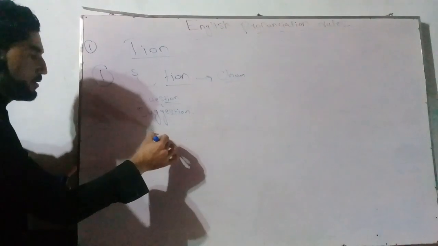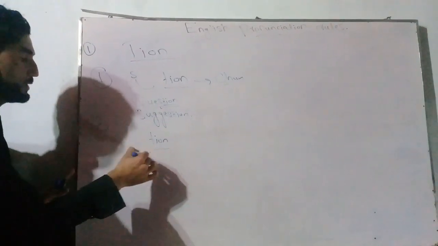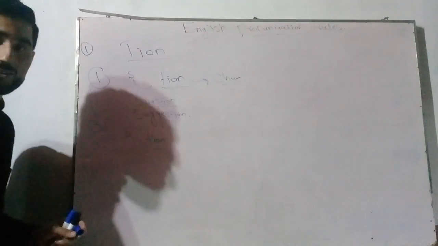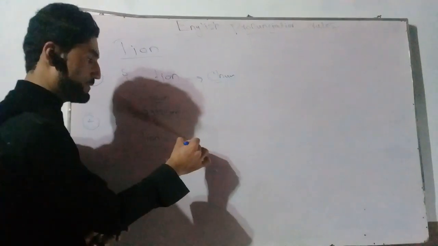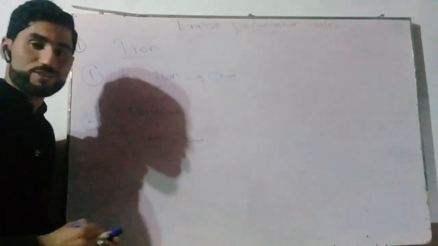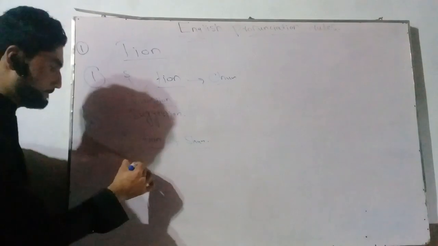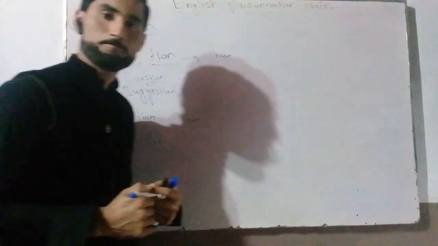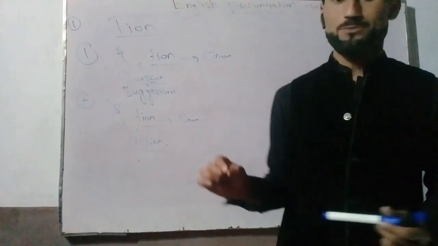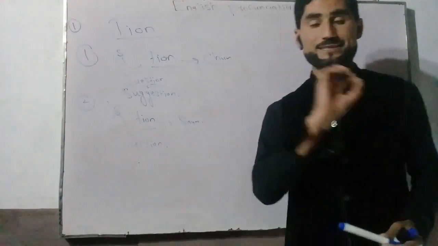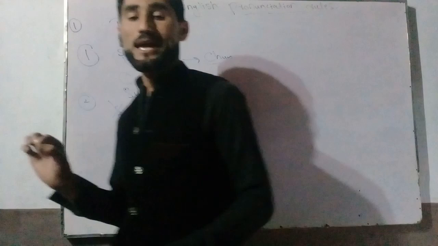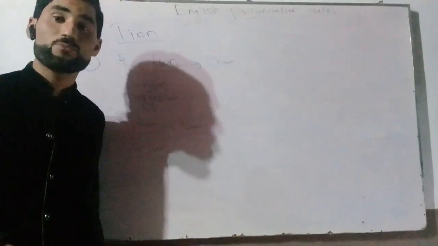Okay, rule number two. Before these four letters, when there is no S alphabet, these four letters will give us the "shun" sound. Shun, like action. This is not the chun sound, because before these four letters there is no S letter. If there is no S letter before these four letters, these four letters will give us the "shun" sound. Action.